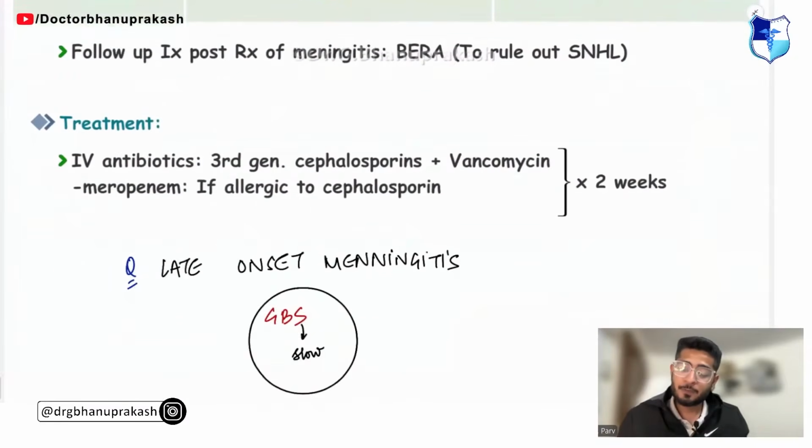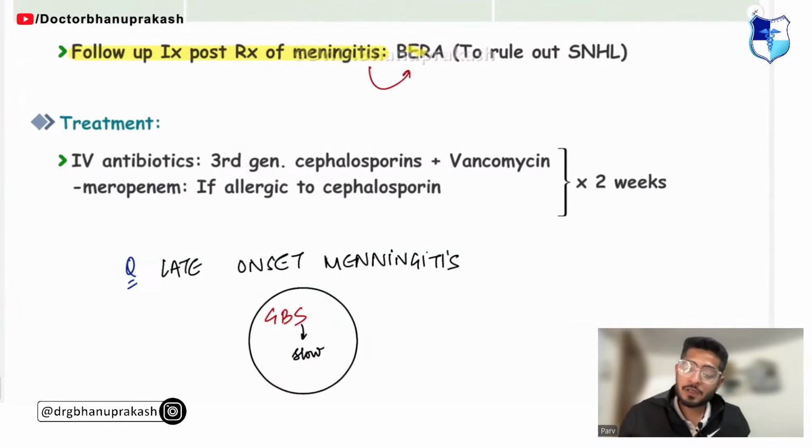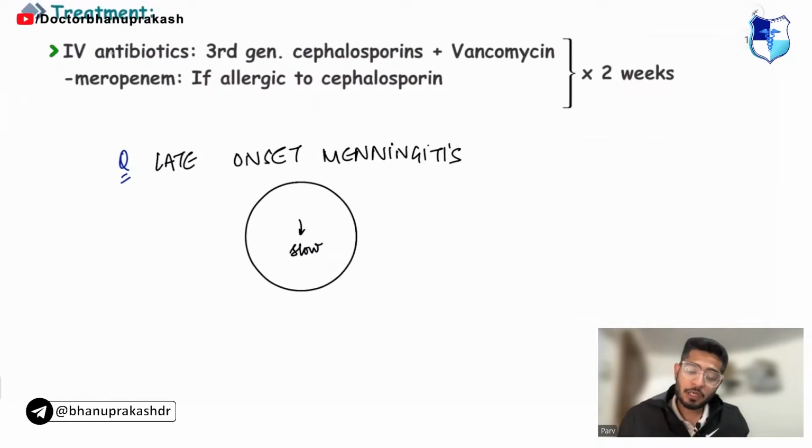What is the follow-up investigation? The investigation done after meningitis is actually a hearing test, because we have seen in meningitis, SNHL is very, very common. Coming on to the treatment of meningitis, you will give antibiotics: third generation cephalosporin, and vancomycin is also given. And if the patient is allergic to cephalosporin, you have to give meropenem.